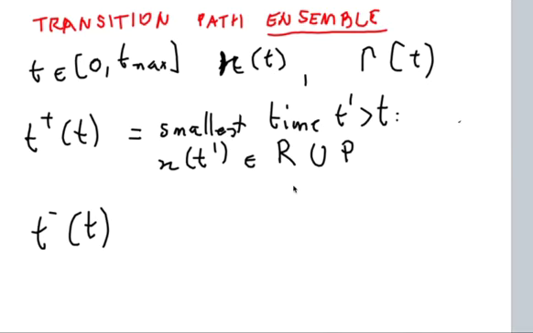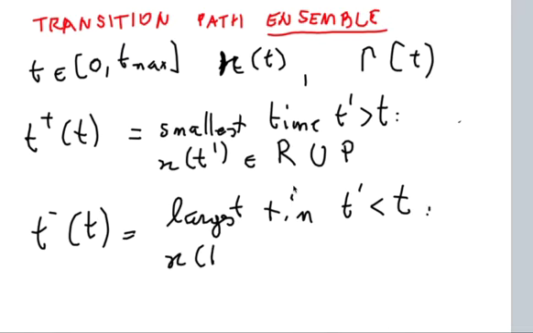And let me call t minus the largest time t prime less than t, such that x of t prime goes into R or the union of reactant and product. So in other words, let's look at what these observables are. If you are either in the reactant or in the product, t plus and t minus are the same.